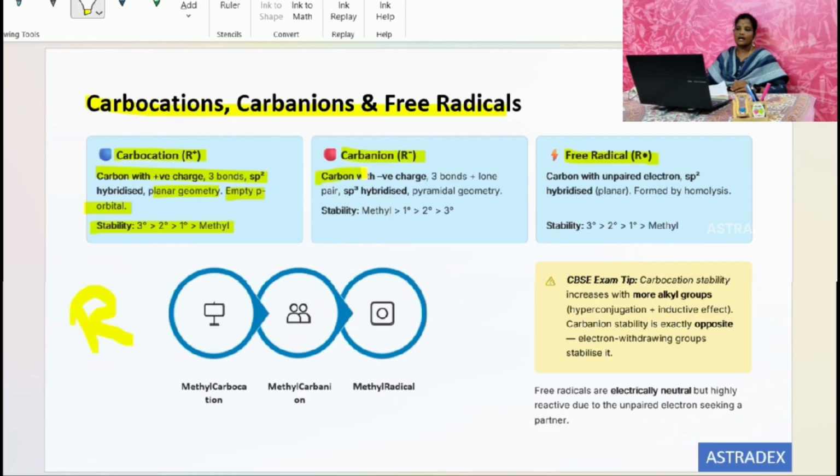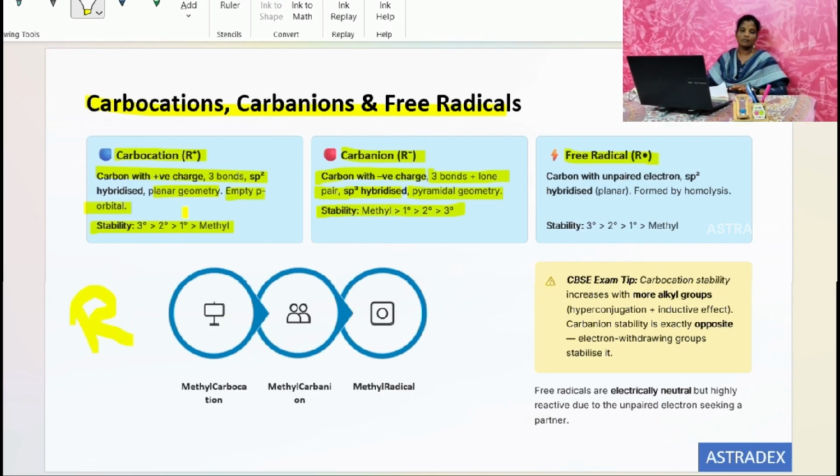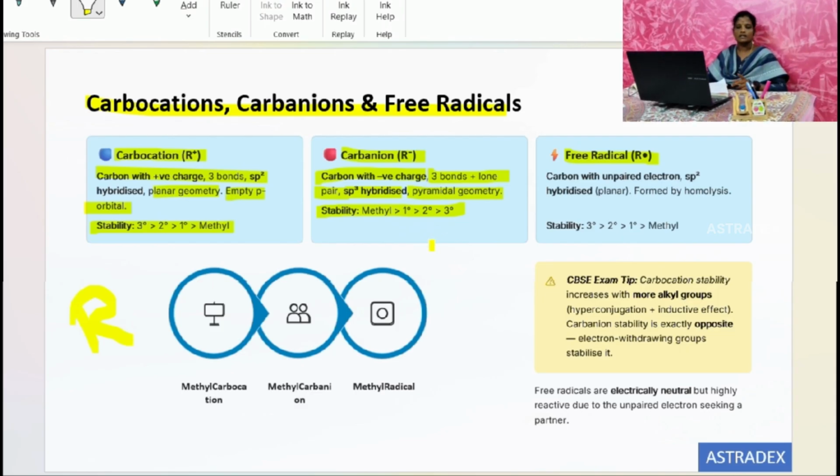Carbanion, coming to the carbon having the negative charge. Here 3 bonds and 1 lone pair will be present, because it has gained 1 electron. So it is sp3 hybridized, and the geometry is pyramidal. Coming to the stability, it is just opposite to the carbocation. For the carbocation, 3 degree is the most stable: 3 degree, 2 degree, 1 degree and methyl. Just make a reverse, and for a carbanion, methyl is greater than 1 degree, then 2 degree and 3 degree.